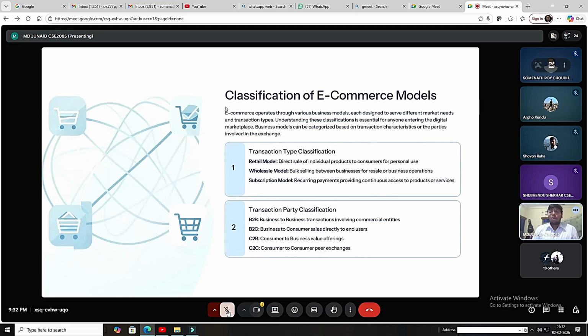Other than that, let's talk about the classifications of e-commerce models. There are two types, transaction type and transaction party. Transaction type has retail, wholesale, and subscription models, whereas transaction party has B2B, B2C, C2B, and C2C, respectively. Thank you. I would pass over the presentation to the next member.